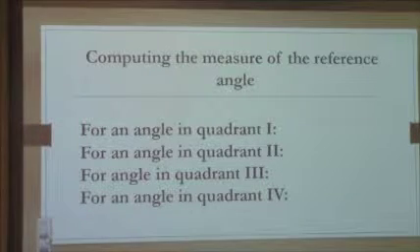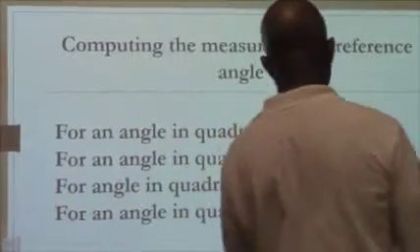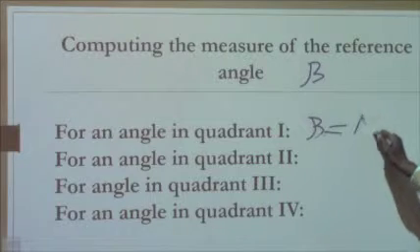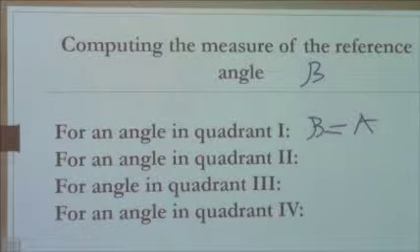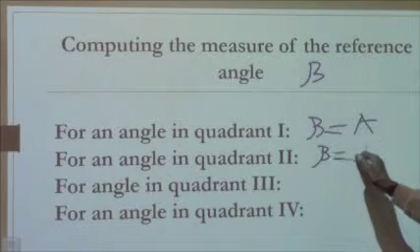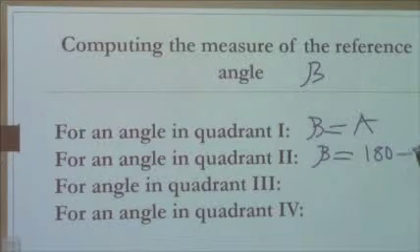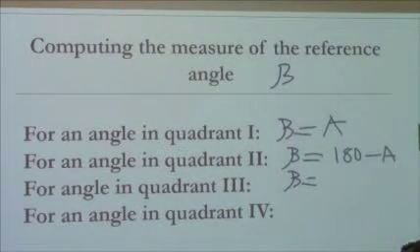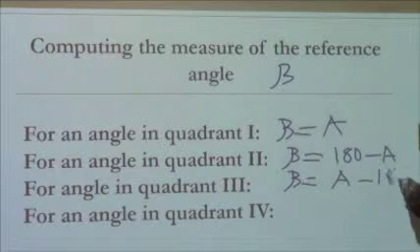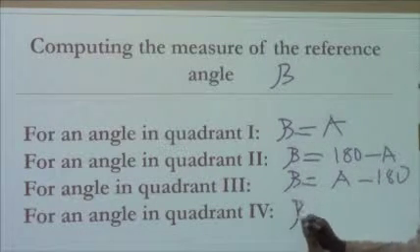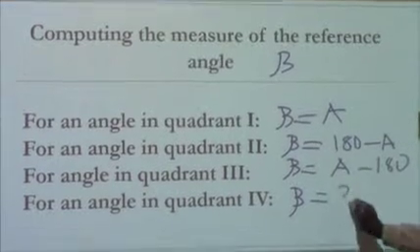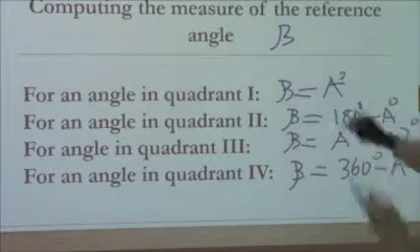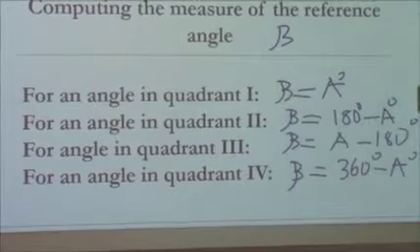So again, I've already done that. For an angle in quadrant 1, if I'm saying beta is the reference angle, we already talked about this. Beta will just be equal to A, if the angle is A. For an angle in quadrant 2, beta, our reference angle, will be 180 minus A. For an angle in quadrant 3, beta will be A minus 180. And for an angle in quadrant 4, beta will be 360 minus A. Beta is in degrees. Good.